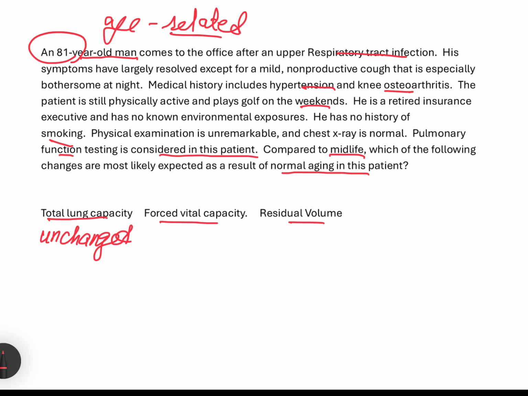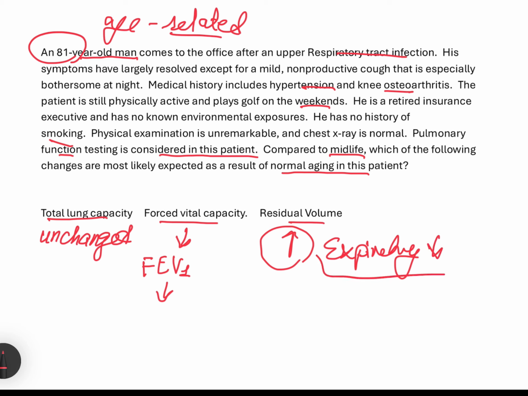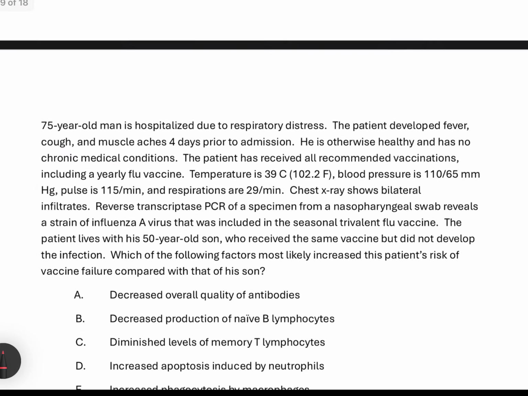The forced vital capacity will decrease, along with the forced expiratory volume in 1 second. It will also decrease. And residual volume is going to increase because expiratory volume decreases. So as the expiratory volume decreases, there will be an increase in residual volume. And that is the answer.